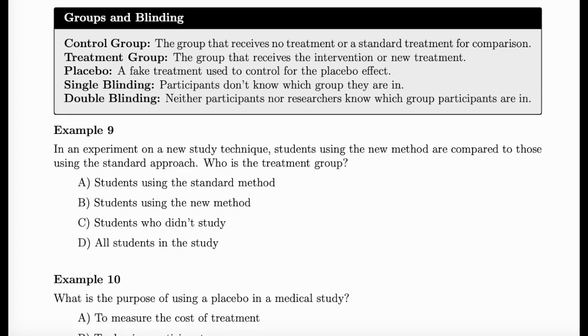All right, let's look at example 9. In an experiment on a new study technique, students using the new method are compared to those using the standard approach. Who is the treatment group? So the treatment group is the group that's trying the new method or trying the new medication. The control group is those that don't make any change. So if we're looking for the treatment group, we're looking for B, the students that are using the new method.